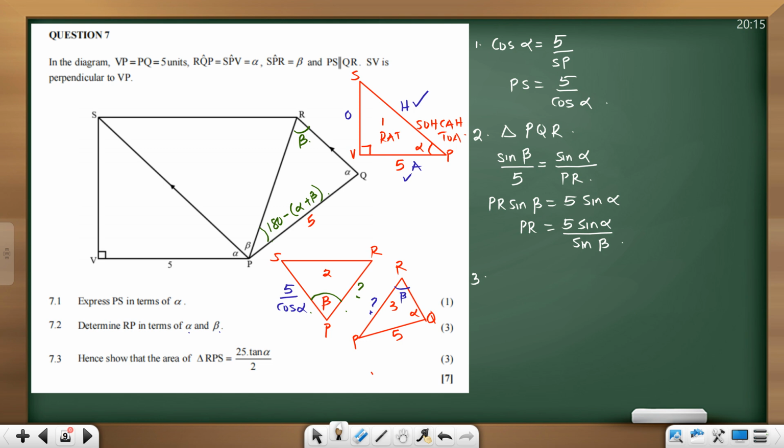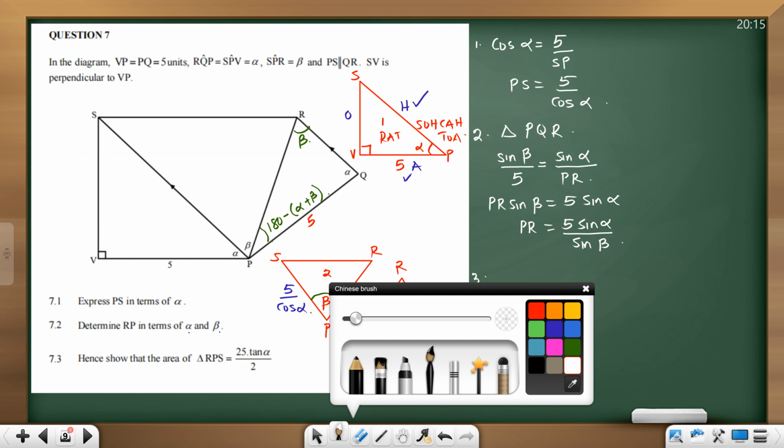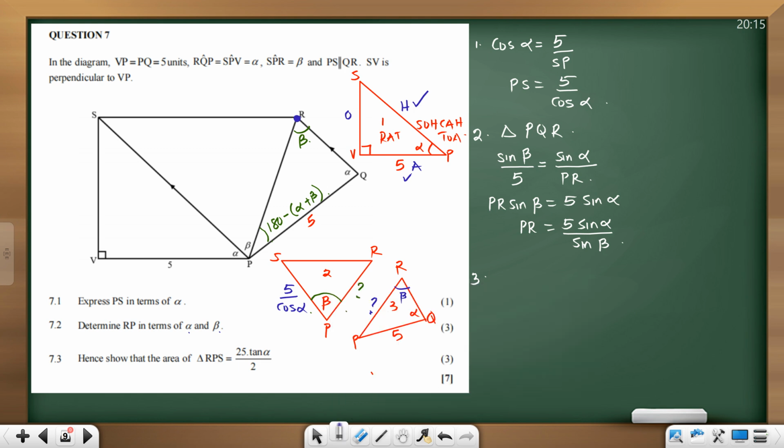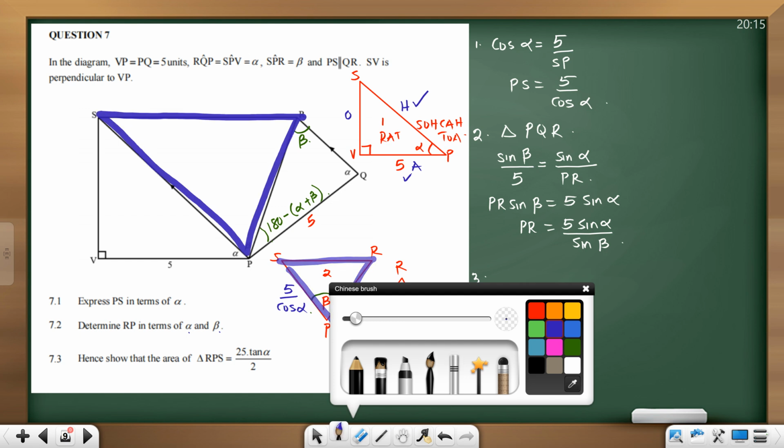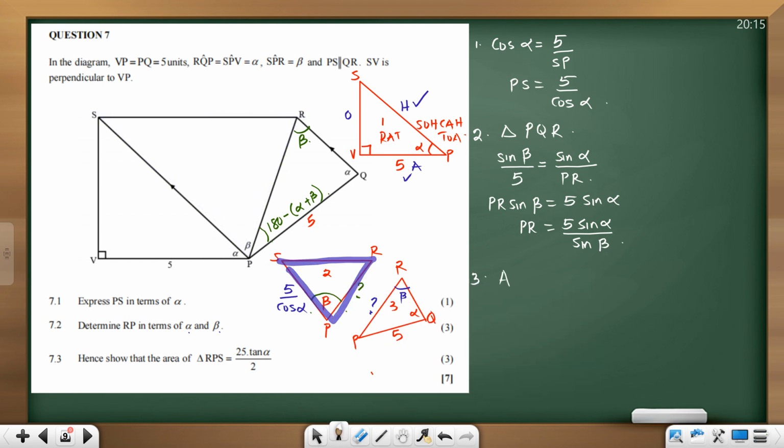Number 3. Hence show that the area of triangle RPS. The examiner wants area. We have two formulas for area, remember? We have half base times height if it's a right angle triangle, and we can use half AB sine C. But let's inspect the triangle. RPS. RP. Okay, it's not a right angle triangle. So triangle number 2, I have to use half AB sine C.